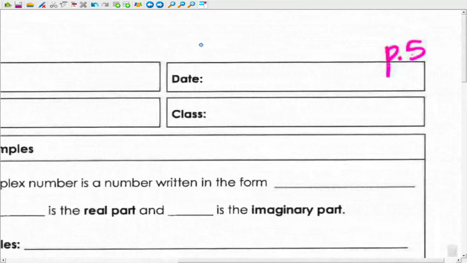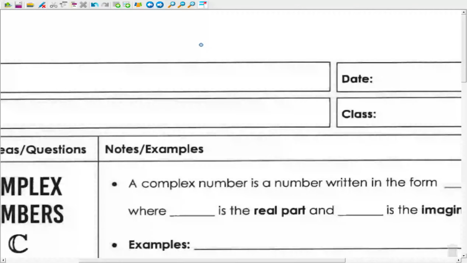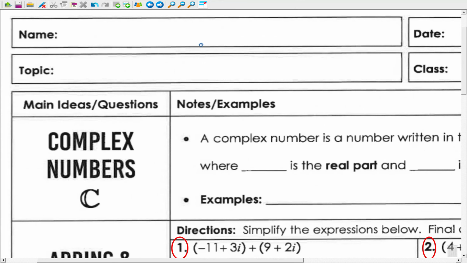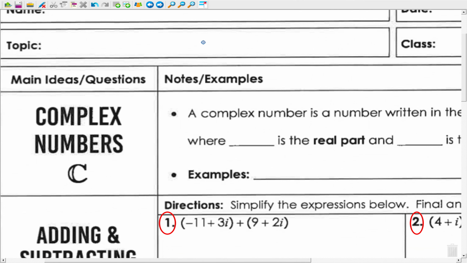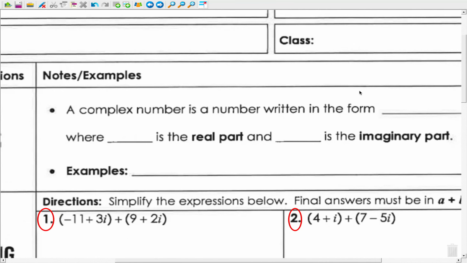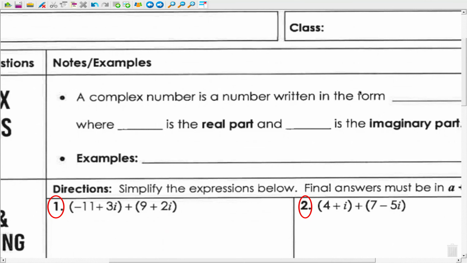Okay, we're on page 5 of our notes. And in this section, we're going to be talking about complex numbers. And complex numbers are simply just that. They are numbers that are complex. They have more than one piece to them.